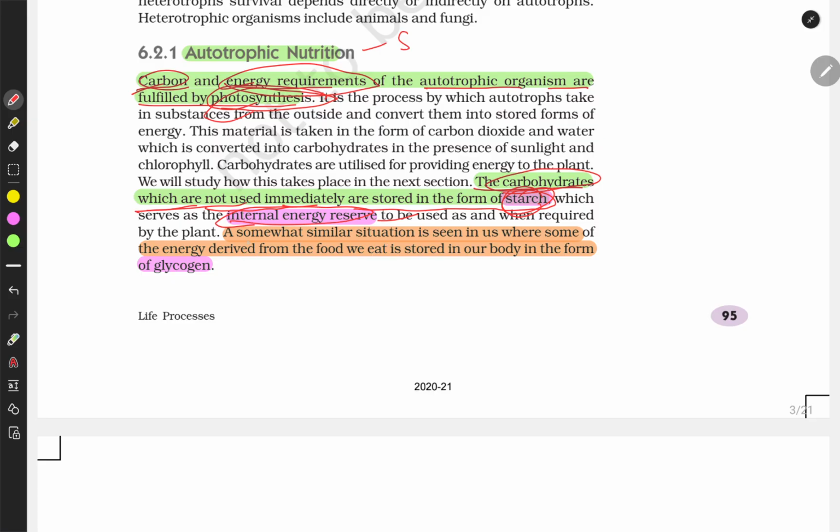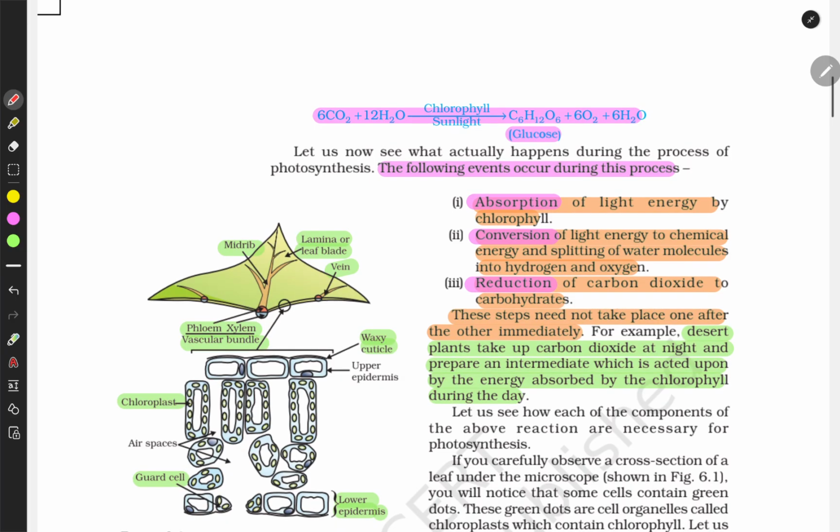for a plant. A somewhat similar situation is seen in us, in humans, where some of the energy derived from the food we eat is stored in our body in the form of glycogen. Like in trees, the food is stored in the form of starch. In humans, it is stored in the form of glycogen. So this is how photosynthesis happens in the plants, and this is autotrophic nutrition.